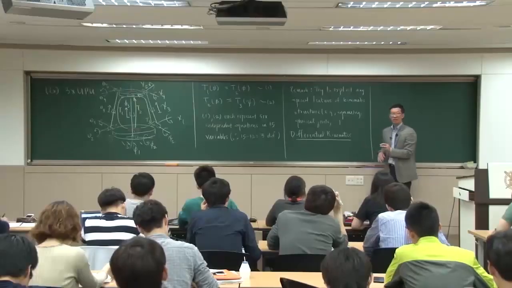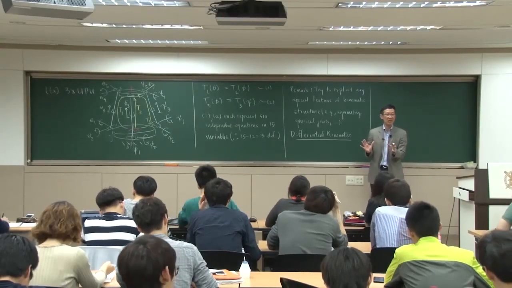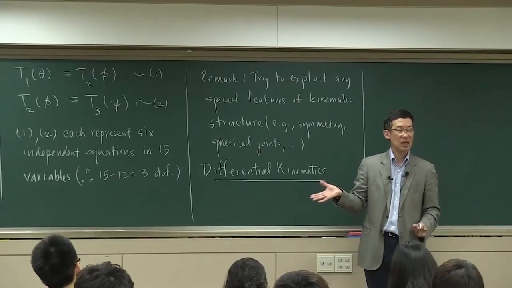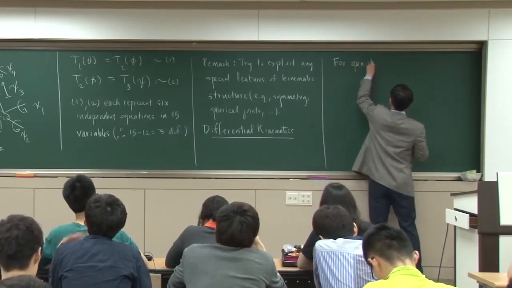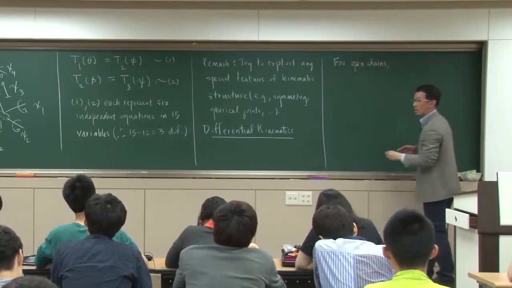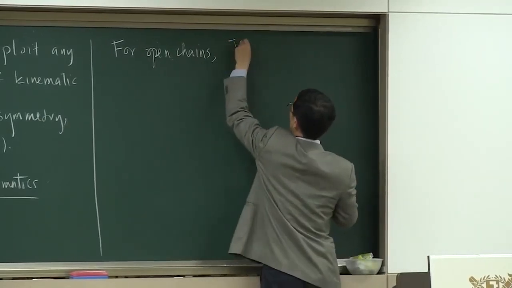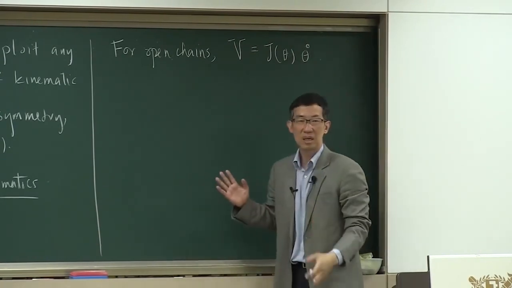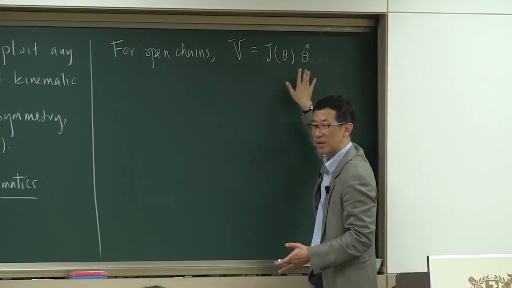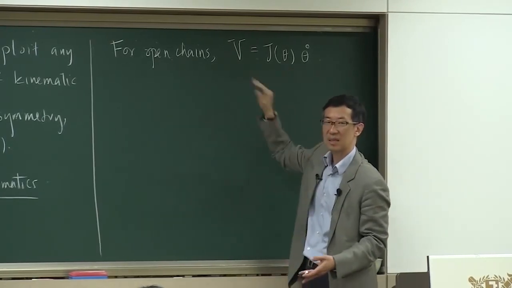Now in the differential kinematics, in the open chain case, remember what this was. It was basically governed by this equation. Namely, what is the relation between joint velocities and the end effector velocity? It's given by this Jacobian matrix, right? You multiply the joint velocity vector by the Jacobian to get the end effector velocity.